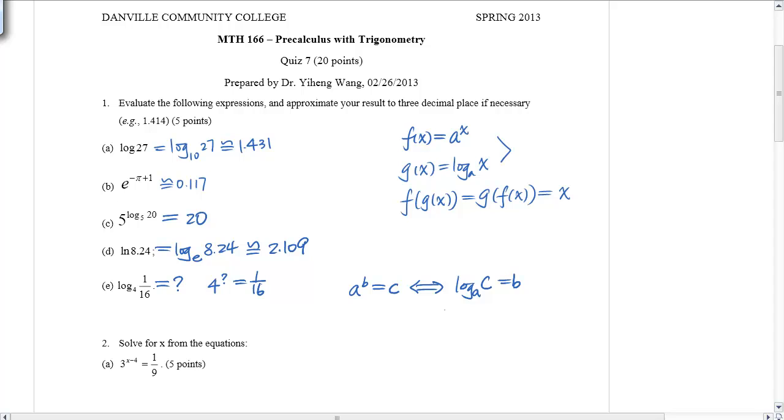So now our goal is to find 4 raised to what power equals 1 over 16. And we know that 1 over 16 equals 1 over 4 to the second power. Therefore, it equals 4 to the negative second power. Therefore, the answer to this problem is -2.